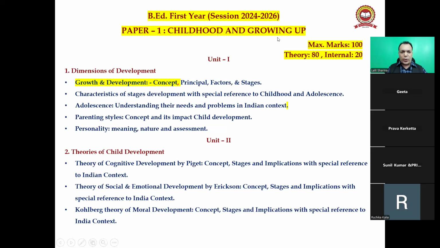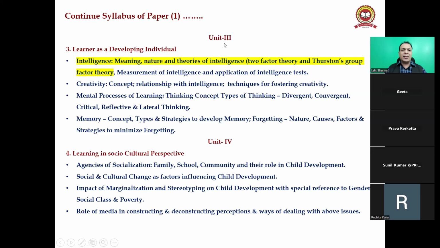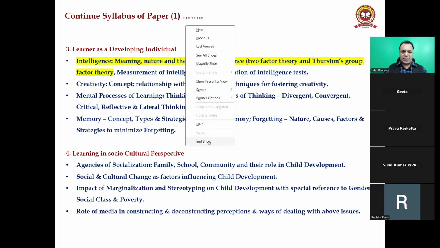Childhood and growing up. We are doing that. Okay. First, we are done with growth and development. And this one, unit three. Just see the unit three. Right? Intelligence: meaning, nature, and theories of intelligence. There are two theories of intelligence. One is called two-factor theory, which was given by Spearman, and one is called Thurstone's group factor theory. Okay, two theories we are discussing.